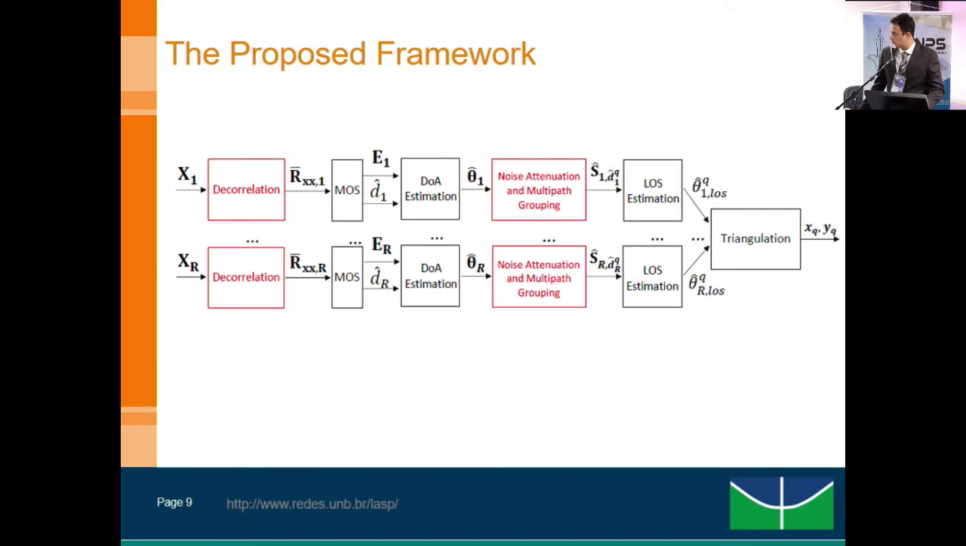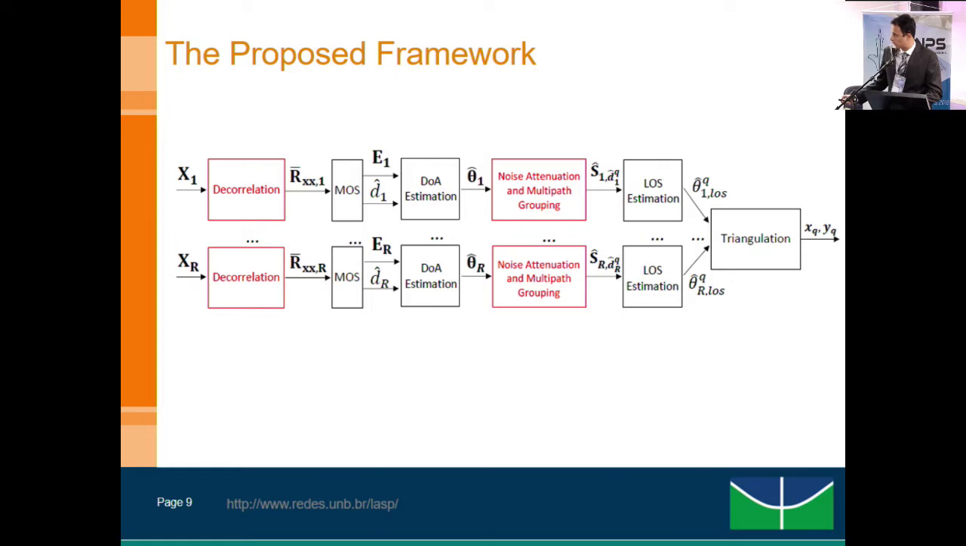Now I will explain our proposed framework. Our proposed framework is composed of six blocks. The first block corresponds to the decorrelation, where we decorrelate the received signal components. The next step is the model order selection, where we estimate the number of signal emitters located inside the system. The third block corresponds to the DOA estimation, where we estimate the angle of arrival of each received signal component. The next block corresponds to the noise attenuation and multipath grouping, where we group all the received signal components which were transmitted from the same emitter.